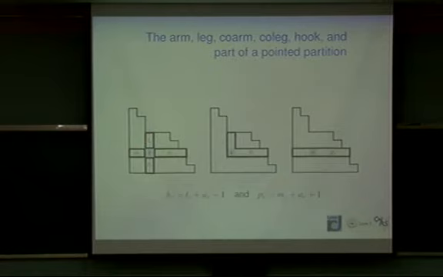The coarm and the coleg are the opposite of the arm and leg of v, like this. The hook is the union of the arm, the leg and the cell itself, like this. Then we have the equation: hook length is equal to leg length plus arm length plus 1. The part consists of the arm, coleg and the cell itself, like this, and part length equals arm plus coleg length plus 1.